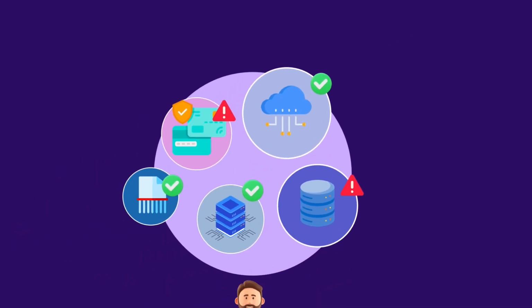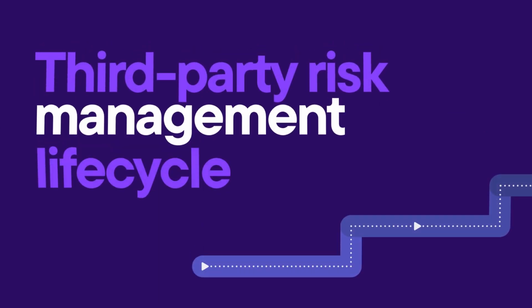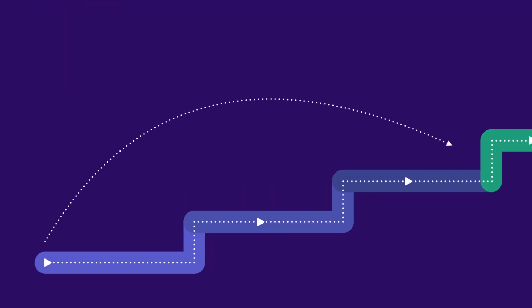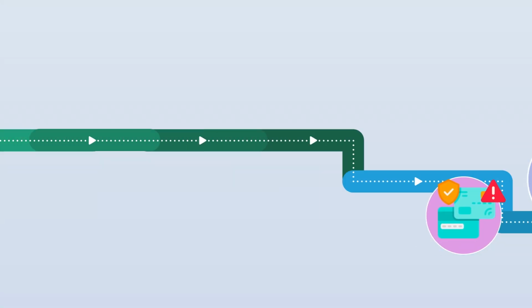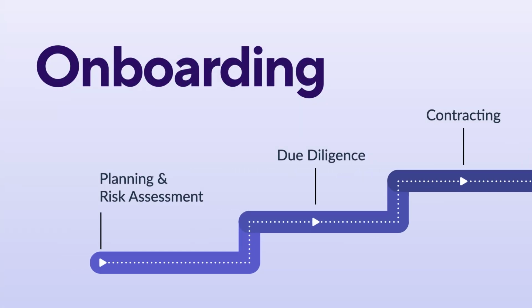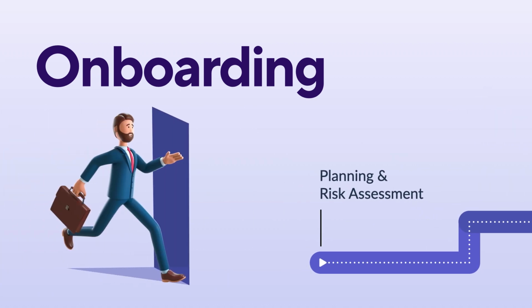While you can't eliminate all the risks, you can reduce them by following the steps of the third-party risk management lifecycle, which has 3 stages: onboarding, ongoing, and offboarding. Onboarding is the first stage in the lifecycle, and it contains 3 main activities. First, plan for the relationship, including how you may need to exit it.